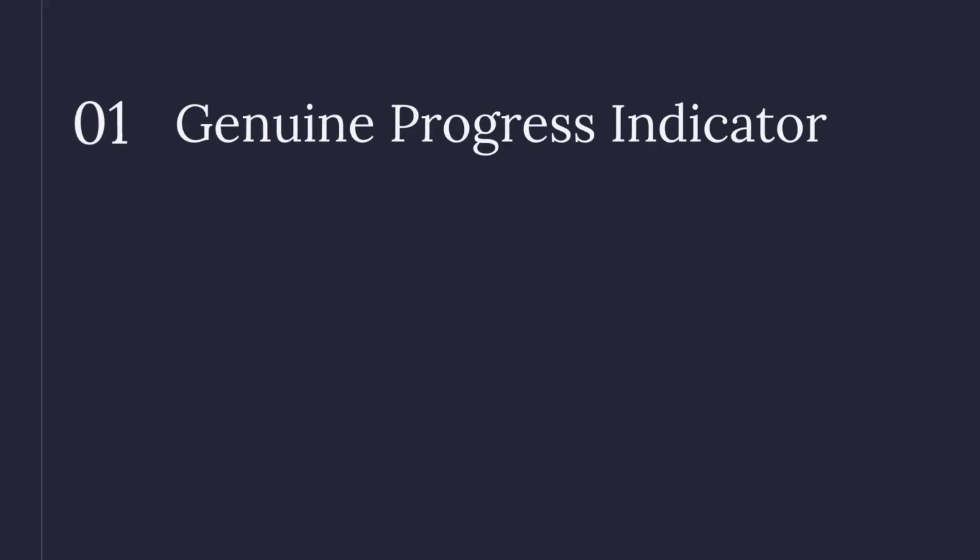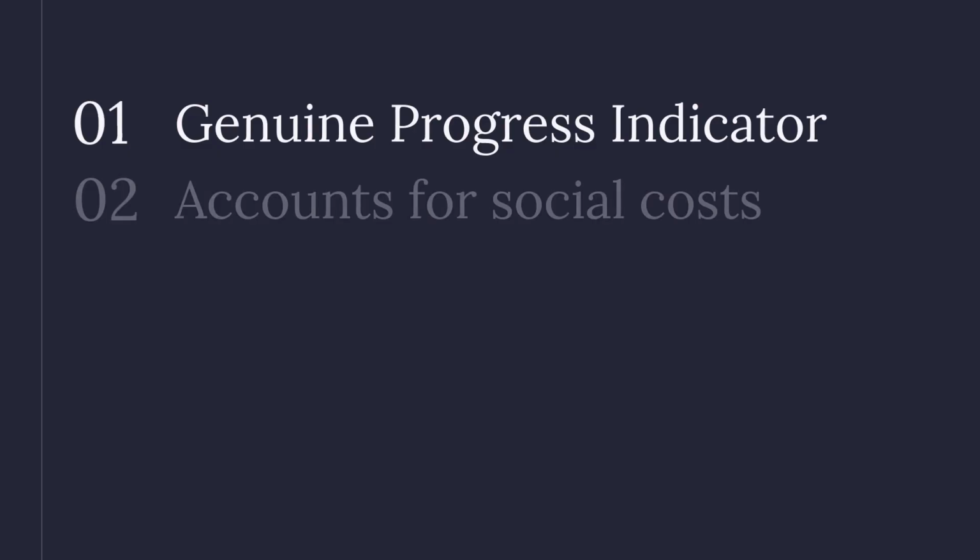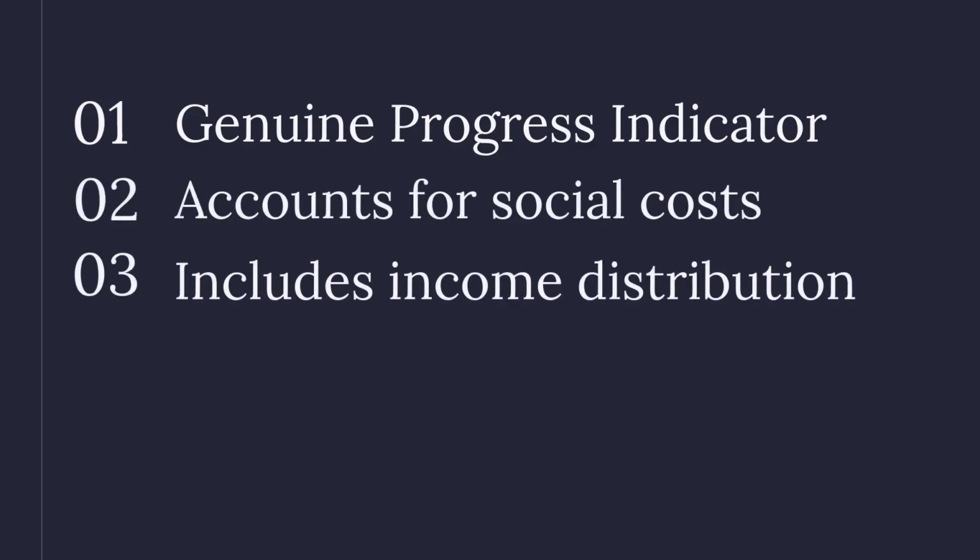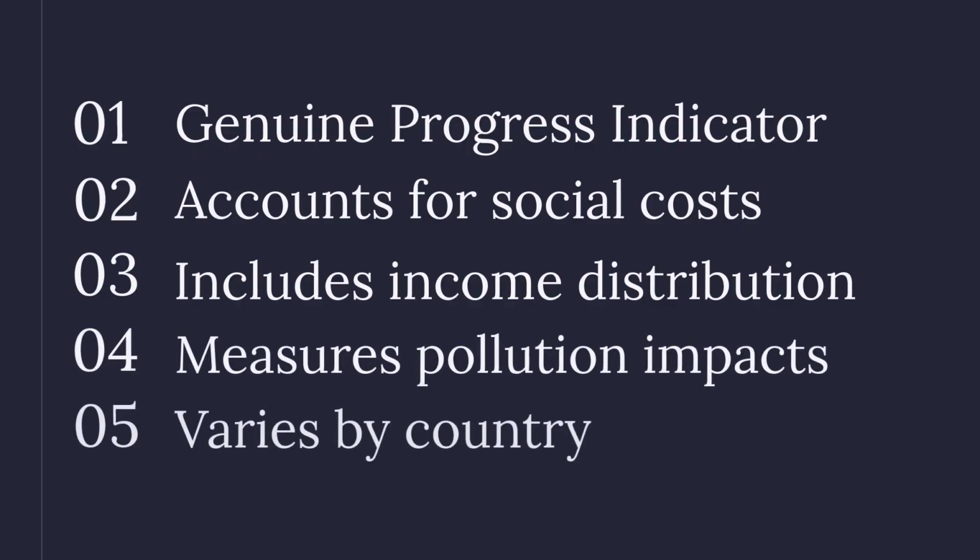The Genuine Progress Indicator accounts for environmental and social costs. It includes income distribution and unpaid work. Pollution and resource depletion are measured. However, its methodology varies by country. It's not widely adopted by governments.